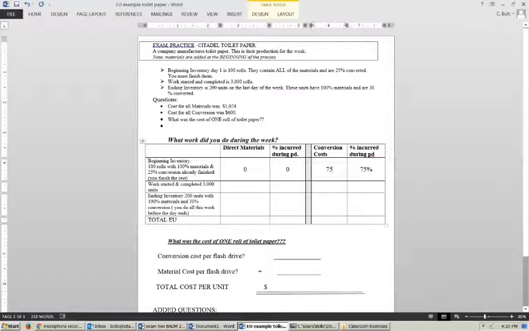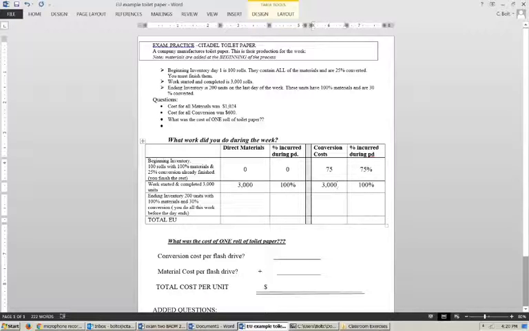Let's move on to the second part, which is right here. Work started and completed. And if we look up here, it's 3,000 rolls. This is everyone's favorite part, because if it's started and completed in this whole period, that means that during the week, we started and finished 3,000 rolls of toilet paper. As far as materials, and as far as conversion cost goes.